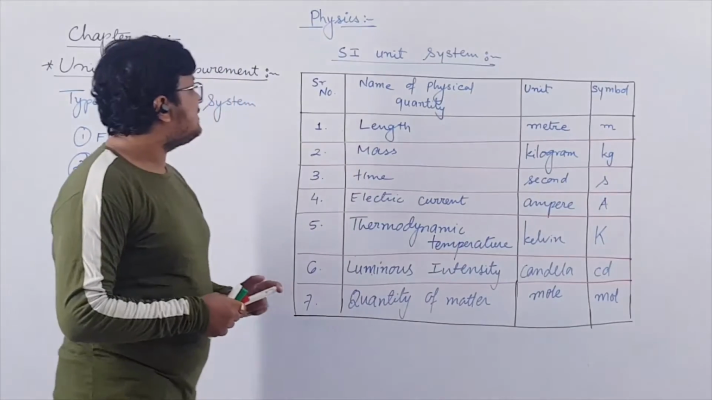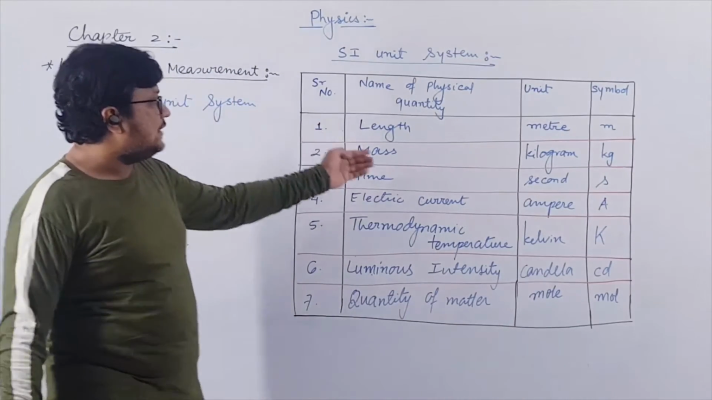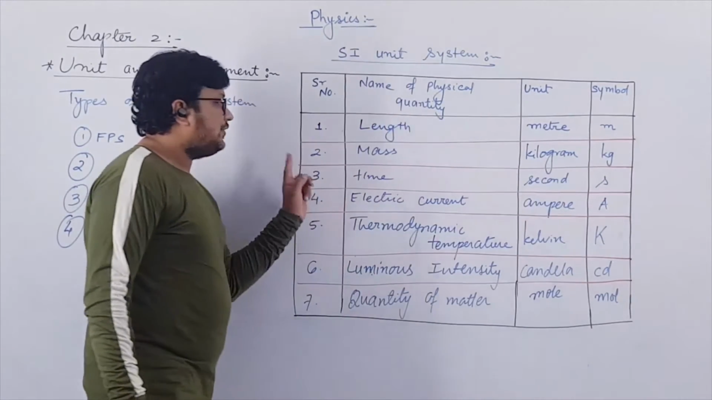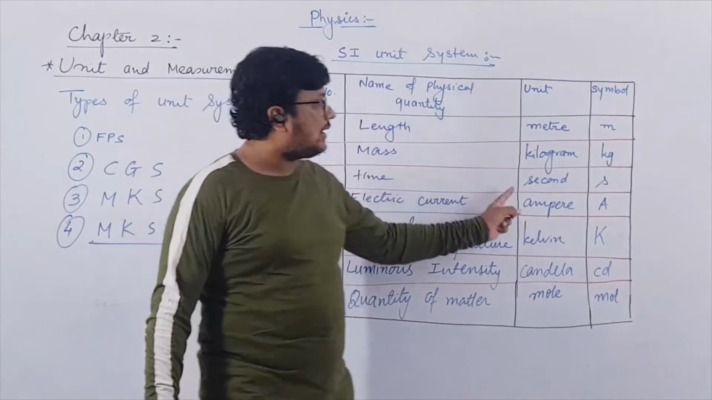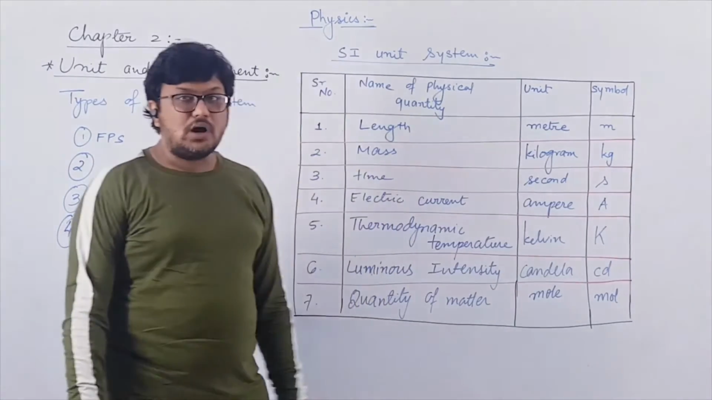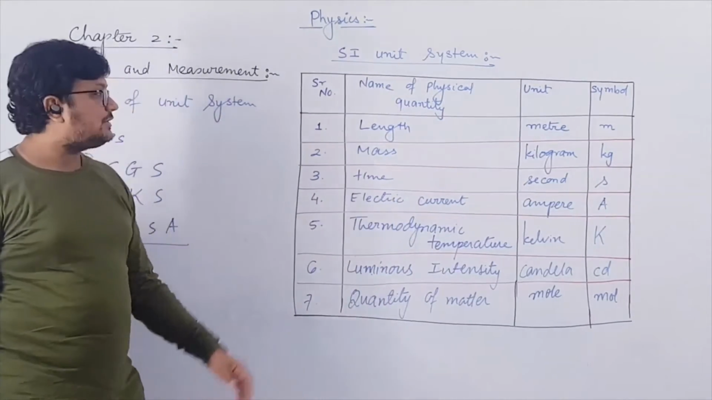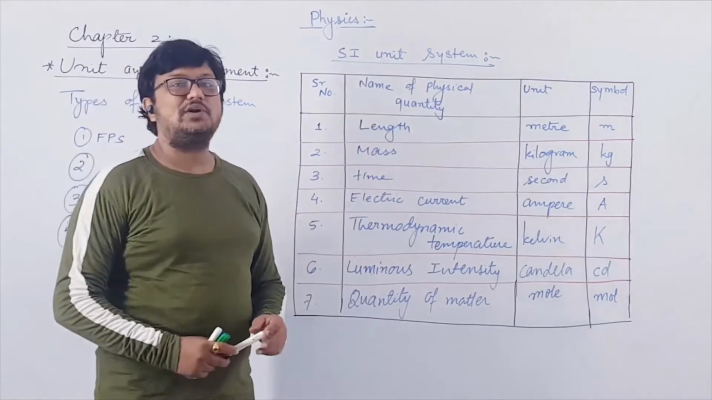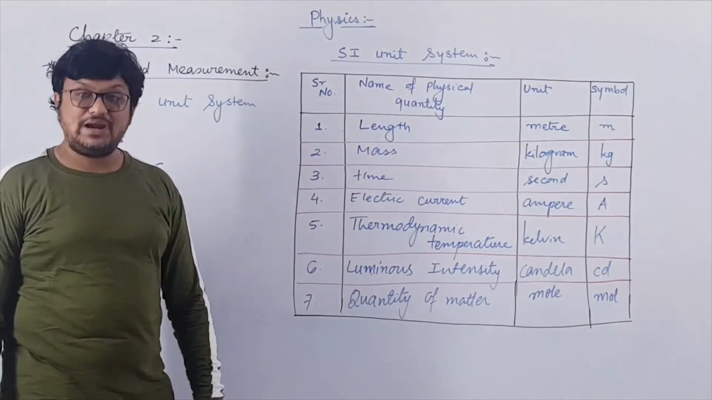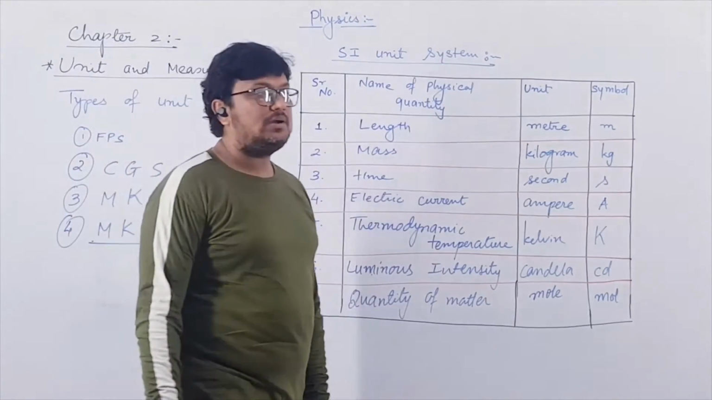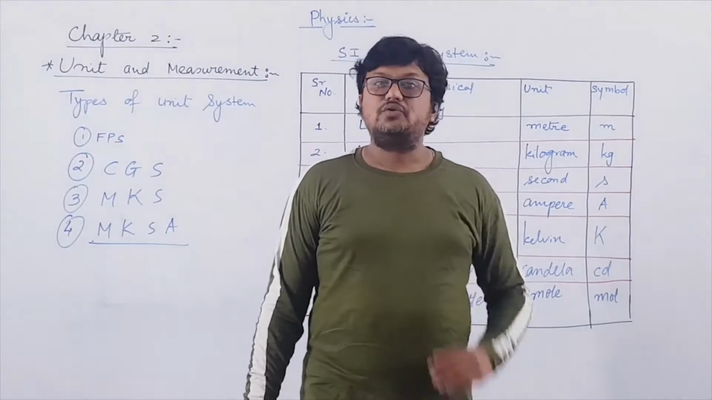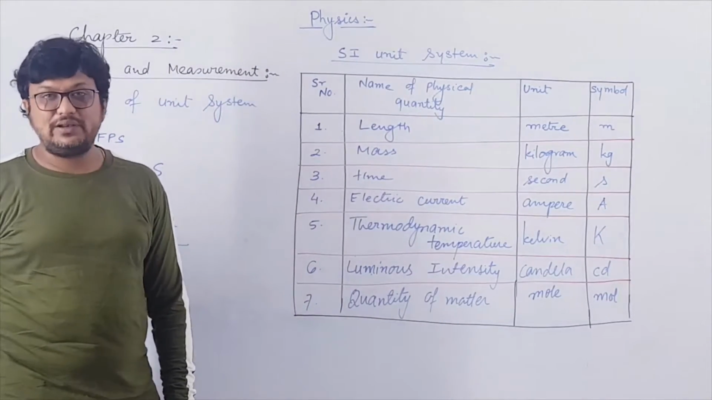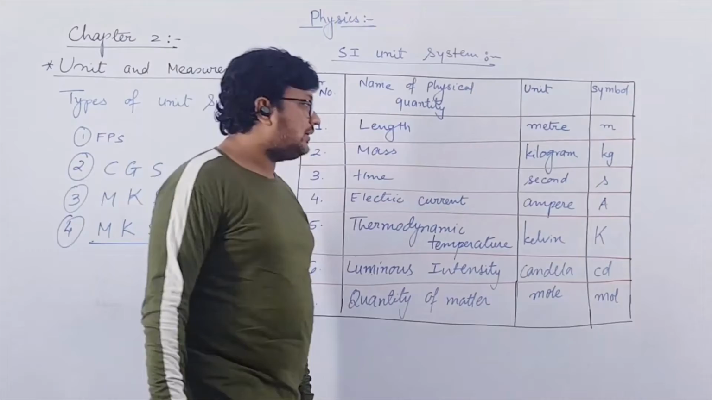So let us quickly revise this. The first one is length, its unit is meter and the symbol is small m. The second one is mass, its unit is kilogram and the symbol is kg. The third one is time, its unit is second and its symbol is s. The fourth one is electric current, its unit is ampere and the symbol is capital A. The fifth one is thermodynamic temperature, its unit is Kelvin and its symbol is capital K.